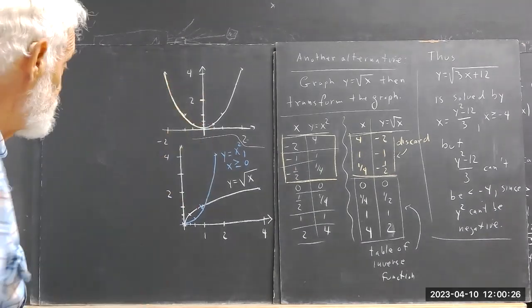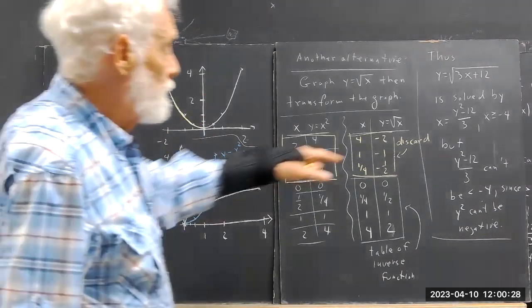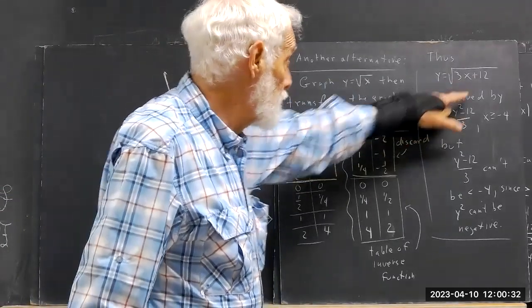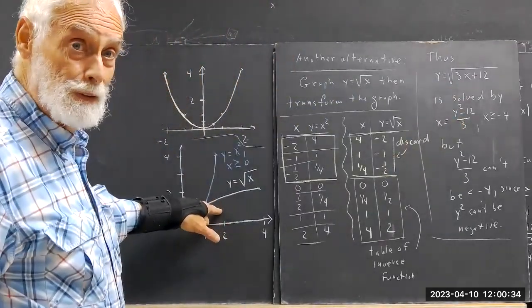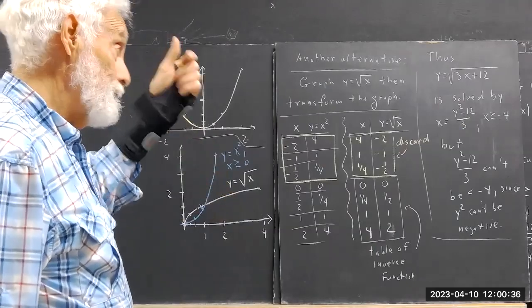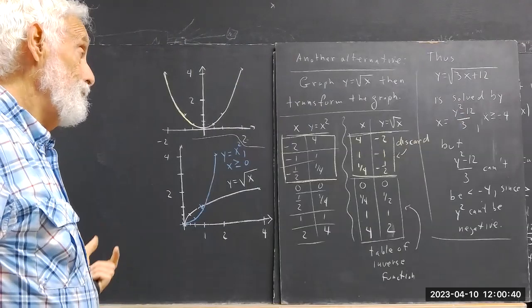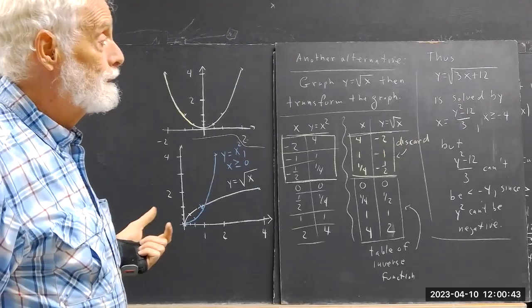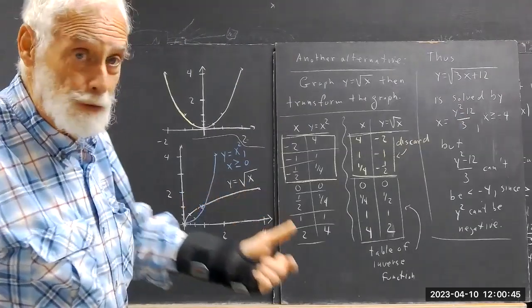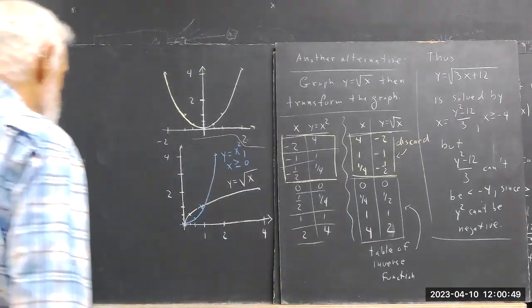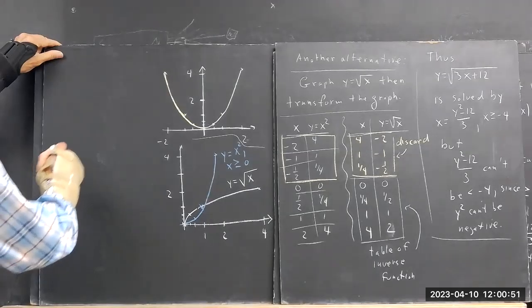Okay, well, what does this have to do with the domain of this function? So what does this function have to do with this function? Turns out it's a vertical stretch and a horizontal shift. So let's see how that works.